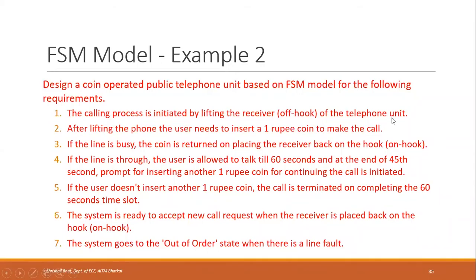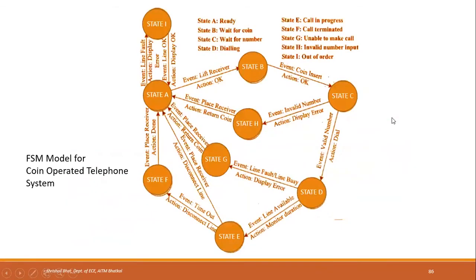So how to design this using an FSM model? Again, it's a little complex because there are many tasks. There are different states here, actually 9 different states. State A is ready. State B is wait for coin. State C is wait for number. Once the coin is inserted, you have to enter the number, right? State D is dialing, the dialing process. Then once the call gets connected, that is the call in progress state, then call terminated.